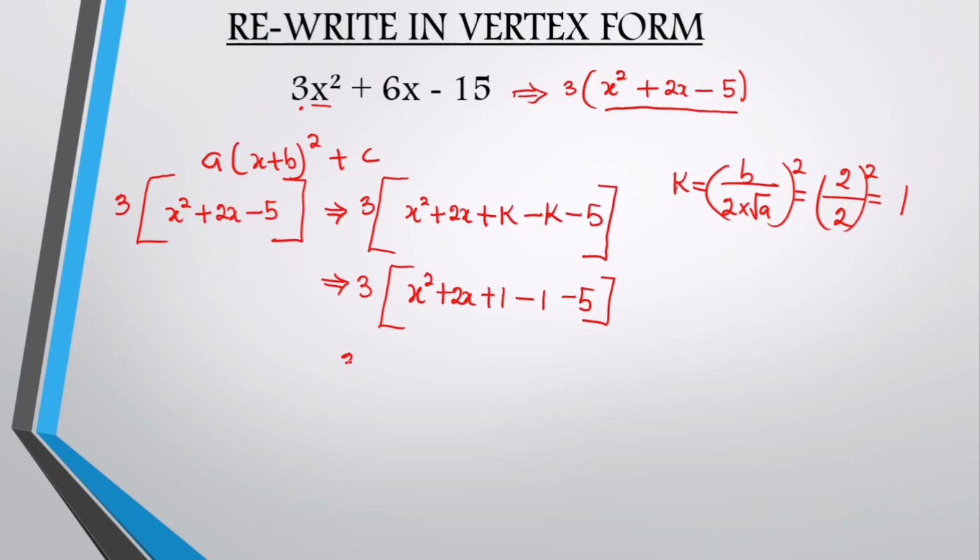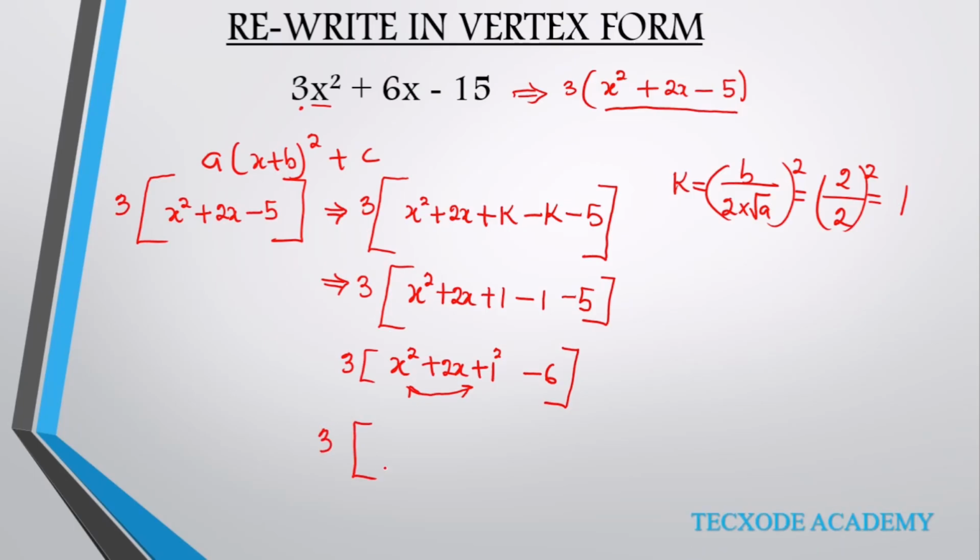So we do 3 into the big bracket, x squared plus 2x plus 1 squared, if I want to do that, to make it a perfect square, of course, minus 6. So let's express this in a perfect square. So that will be 3 into the big bracket. Then we are going to have a small bracket. The square root of x squared is x. The square root of 1 squared is 1. Everything squared, now minus 6.